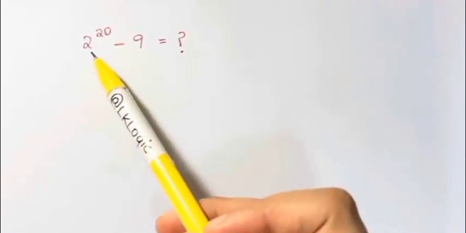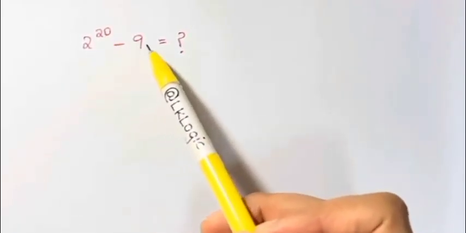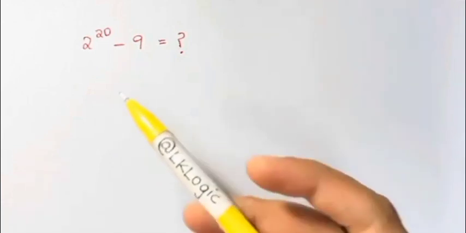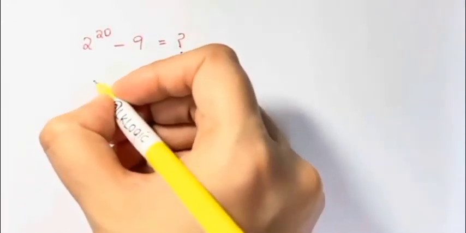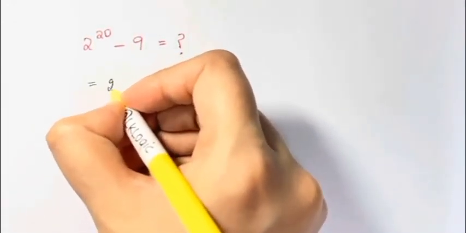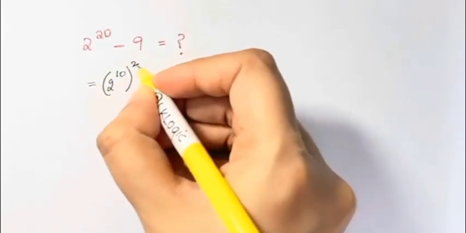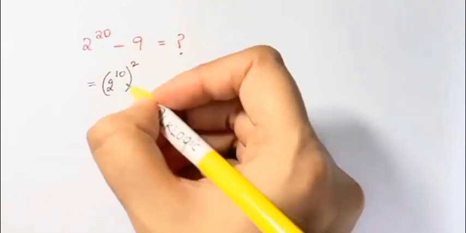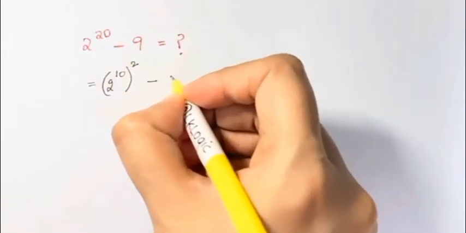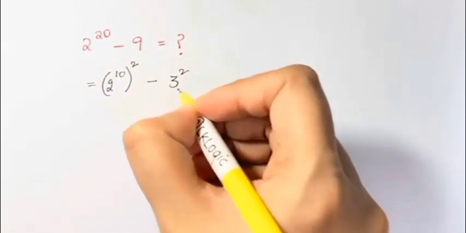We have here a question which is 2 to the power of 20 minus 9 equals what? So how can we solve this? First, let's take 2 to the power of 10 whole square. Now if we just do it like this, 10 times 2 is 20, you get back the same thing. Minus 3 square, 9 can be written as 3 square.